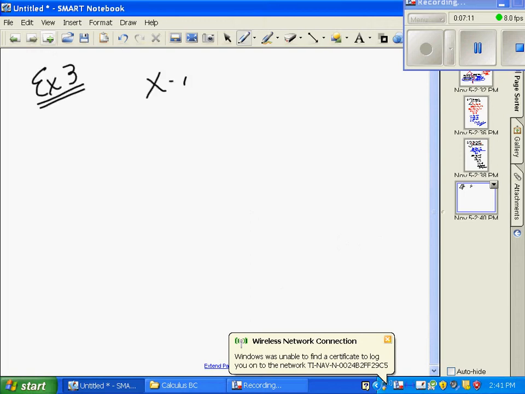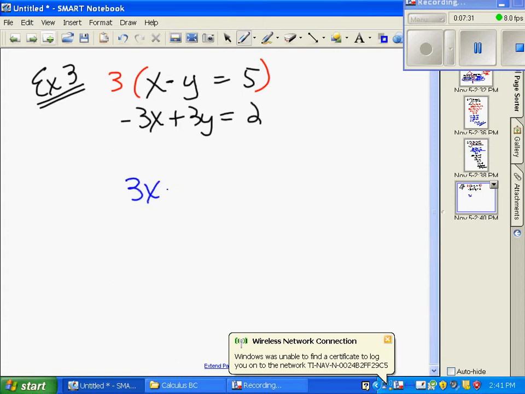I have x minus y equal to 5. I'll try and remember to copy the problem down right this time. X minus y is equal to 5 and -3x plus 3y is equal to 2. And I'm going to eliminate the x. So if I want to eliminate the x, I'm going to multiply the top equation by 3. So what I get is 3x minus 3y equal to 5 (actually 15). And my second equation, -3x plus 3y equal to 2.